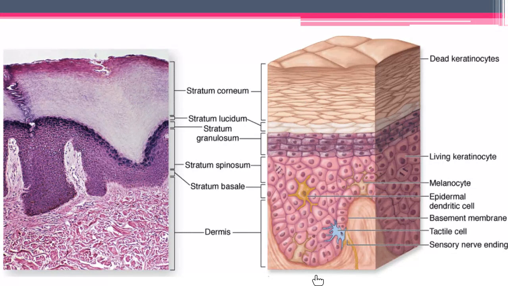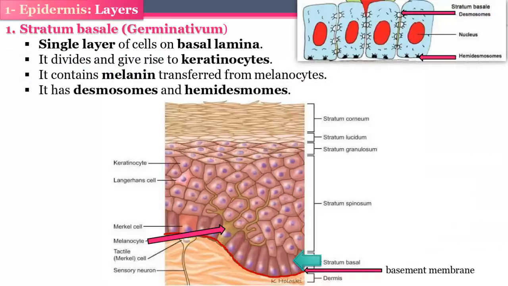Okay. The epidermis, now we will see individual layers, the functions of each layer and the different types of cells present in each layer. The first layer is the stratum basale. As you all know now, the stratum basale is the layer which is present at the basement membrane.